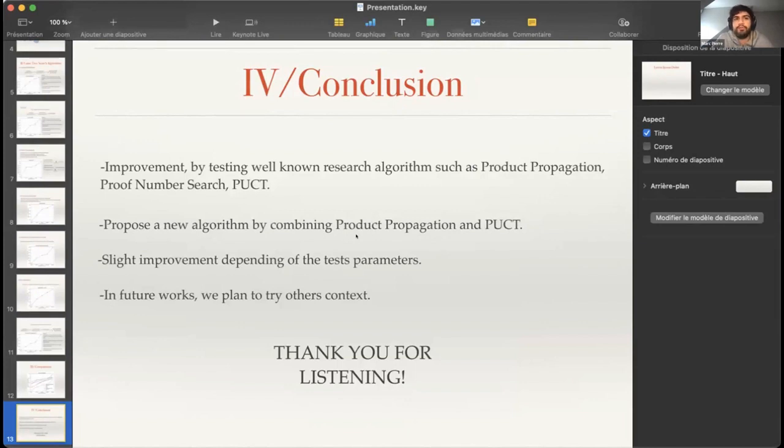Our initial goal was to improve the search used by the holophrasm interface. The different algorithms we proposed, as well as the different solutions we provided, enable this improvement, although the improvement is slight, and we plan to test this algorithm in other contexts.